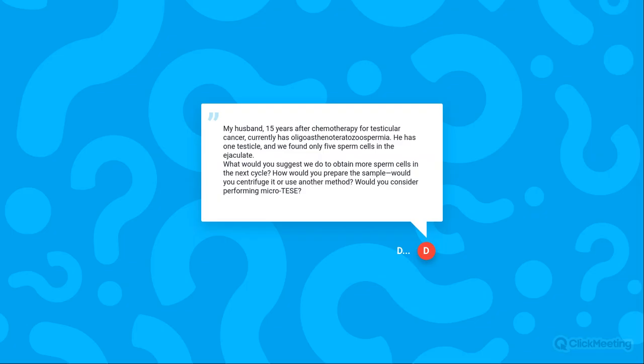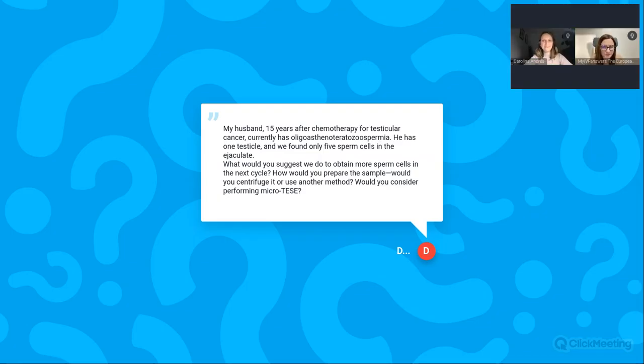Thanks a lot. Now we'll go for a different question here. My husband, 15 years after chemotherapy for testicular cancer, currently has oligoasthenoteratospermia. He has 1 testicle, and we found only 5 sperm cells in the ejaculate. What would you suggest we do to obtain more sperm cells in the next cycle? How would you prepare the sample? Would you centrifuge it or use another method? Would you consider performing micro-TESE?